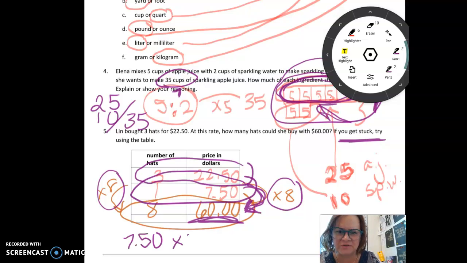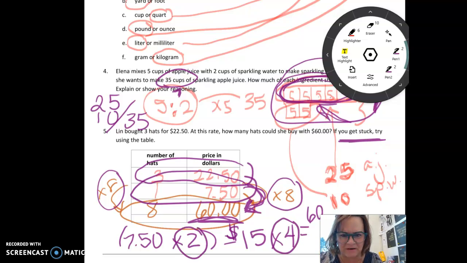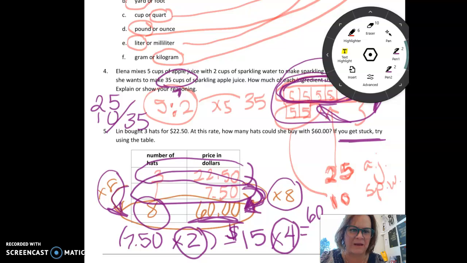So I know that 2 $7.50 is $15. And I know that if I had 4 15s, I would get to 60. And so since I'm taking 4 15s here and 2 here for my $7.50, then I'm going to need 4 times 2, or 8 hats to get up to the 60. And then I can double check my work, right? So 7.50 times 8 is 60. And so at that rate, I can buy 8 hats for $60.